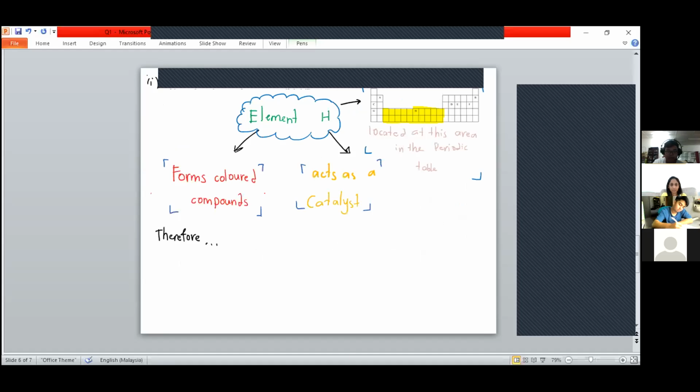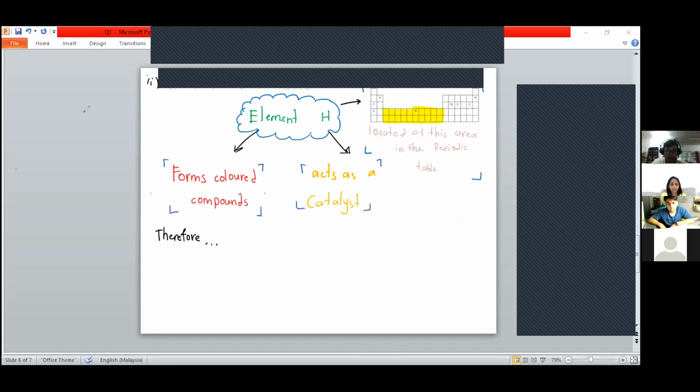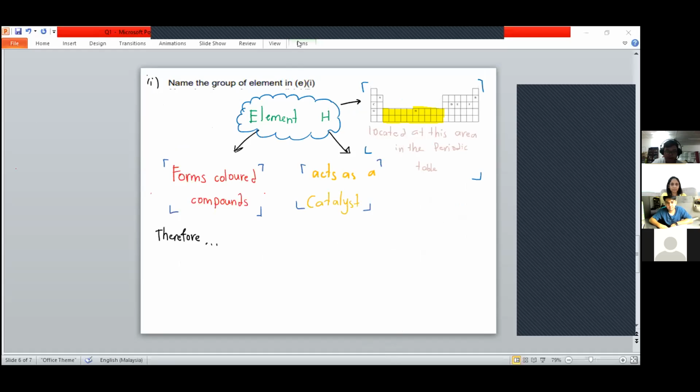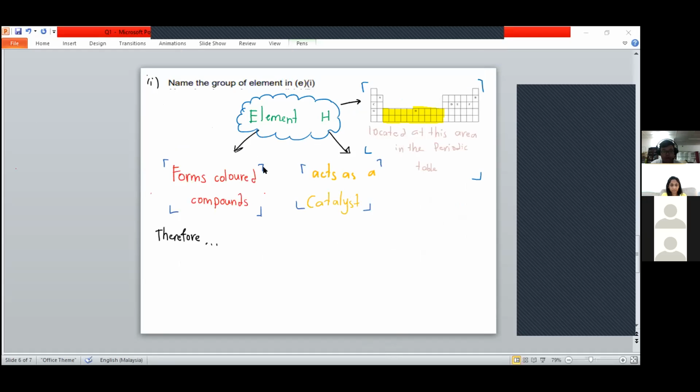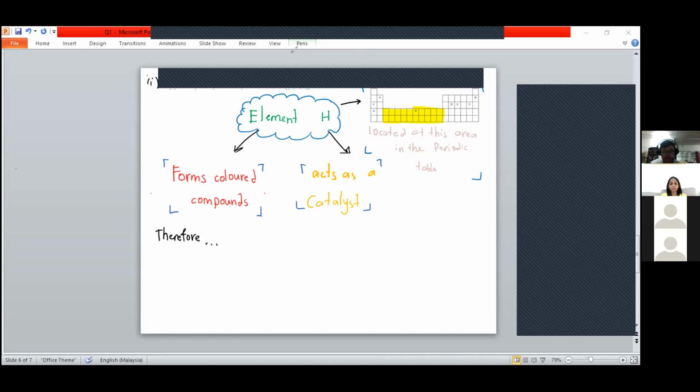So next question, they ask. Navin, can you take care of this question? So the next part of it, they ask to name the group of it. So since it's in the middle area, it's called transition metals. Actually, transition elements. Yeah, Navin, transition elements is better. Oh, okay. All right.